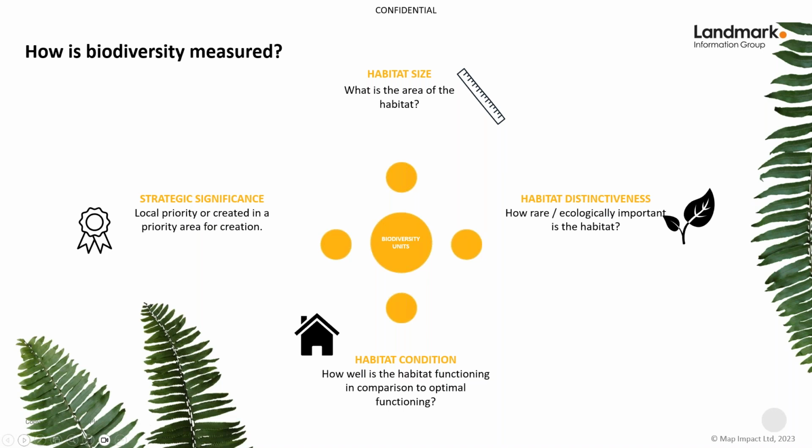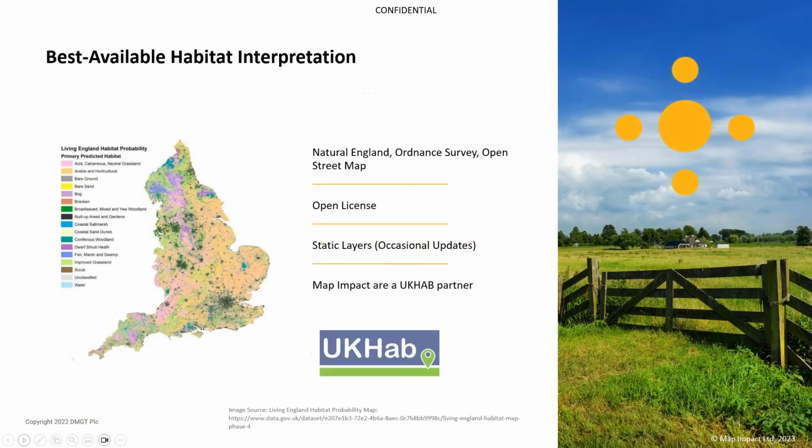So if we move to the next slide. The basis of what we're doing is to understand habitats nationwide, and the way we've done that is by creating what we call a best available habitat layer. That's taking open data sources from a variety of different places, bringing them all together and creating this best picture of habitat across the country.